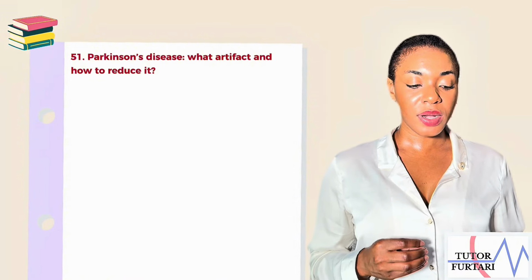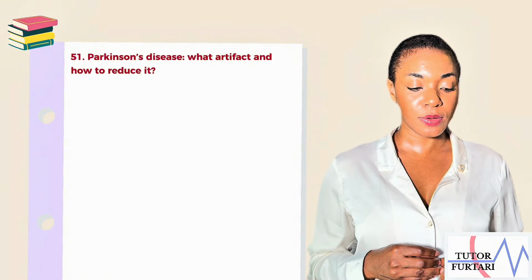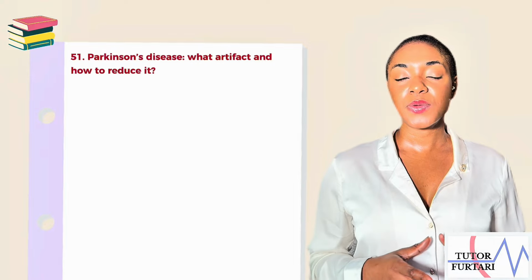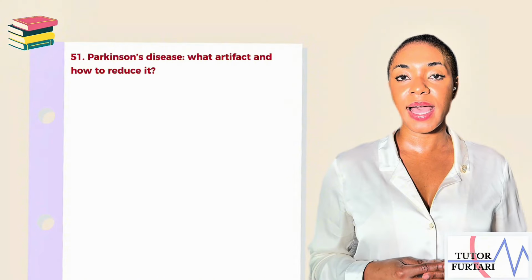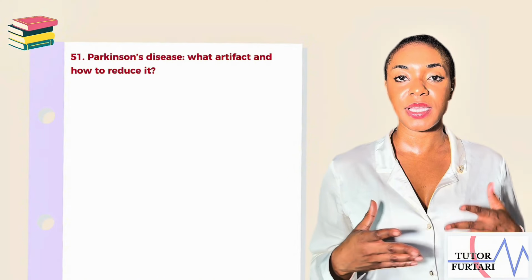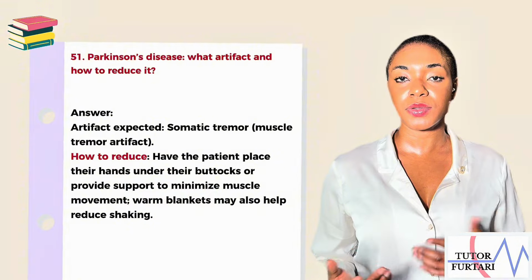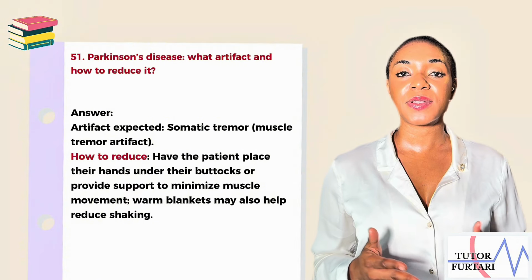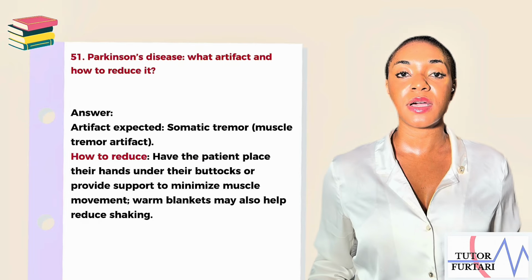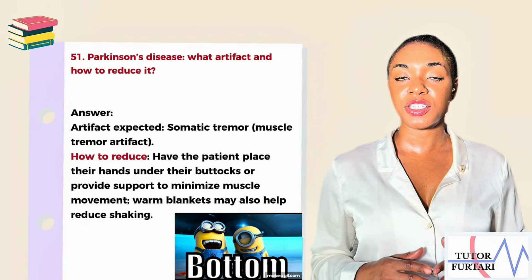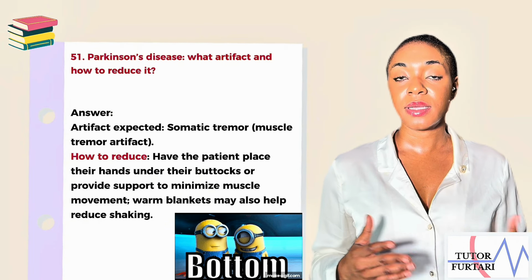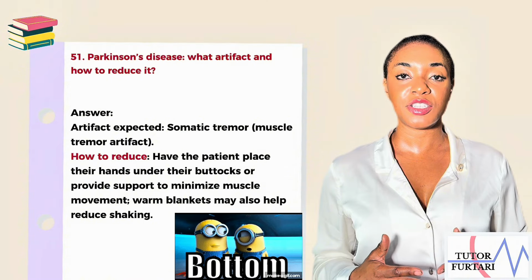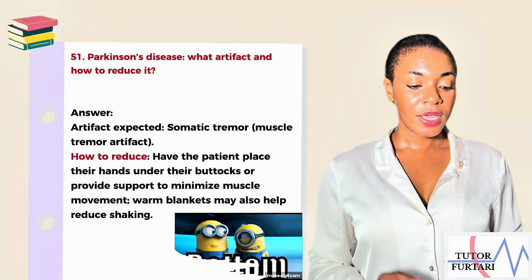51. Parkinson's disease. What artifact and how to reduce this? A person with Parkinson's disease will have somatic tremors because it has to do with muscle movement. So the best way to handle the situation is to have the person place their arms underneath the buttocks so that you can achieve a cleaner ECG reading.